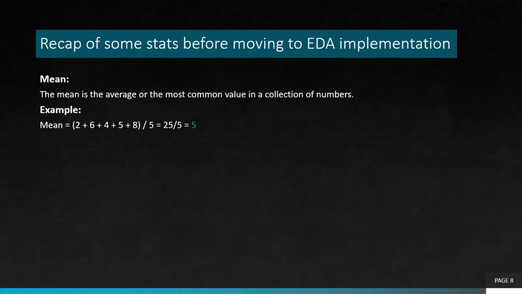So what is mean? Mean is the average or the most common value in a collection of numbers. For example, you have some numbers like 2 plus 6 plus 4 plus 5 plus 8. So mean is the sum of all of these numbers divided by the total number. So 25 by 5 is equal to 5.